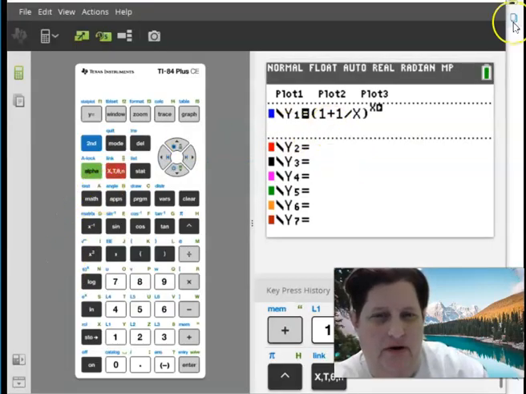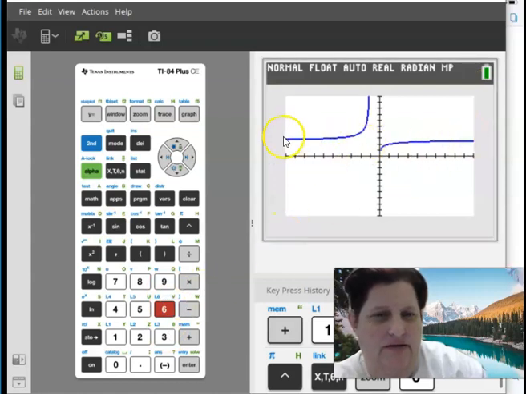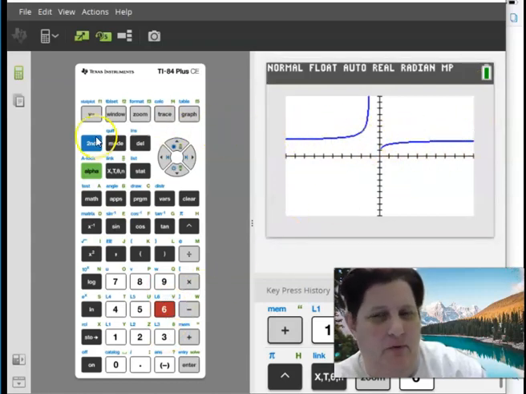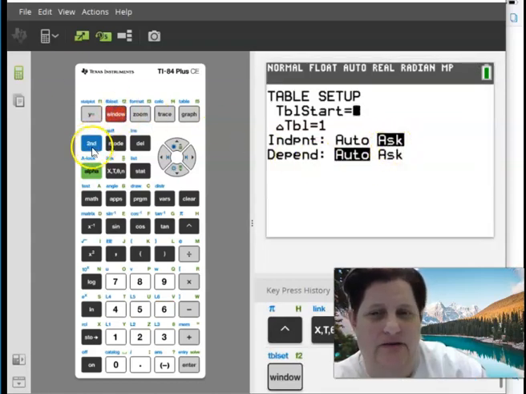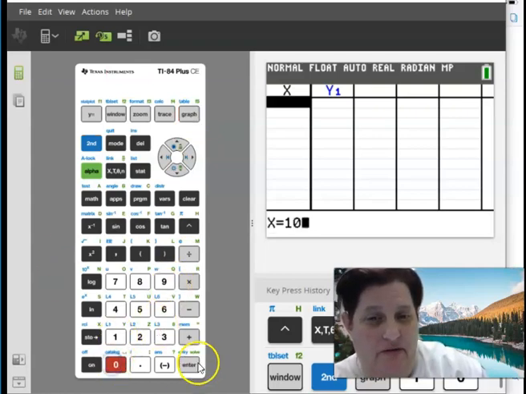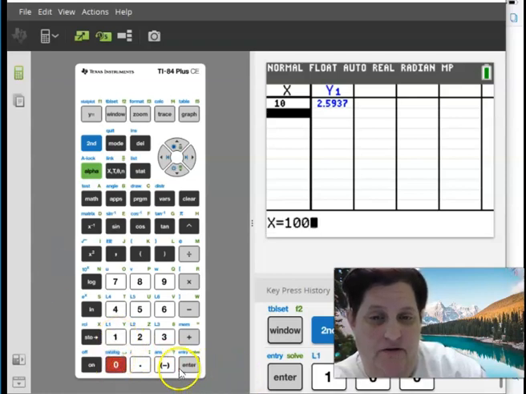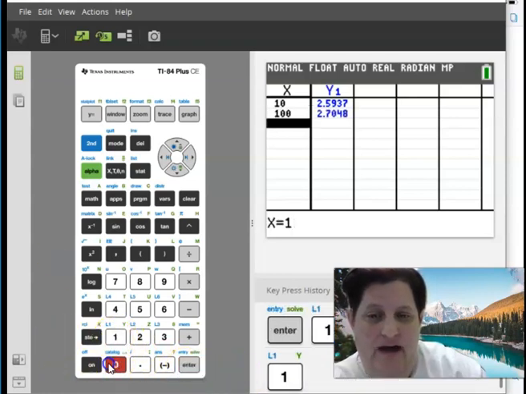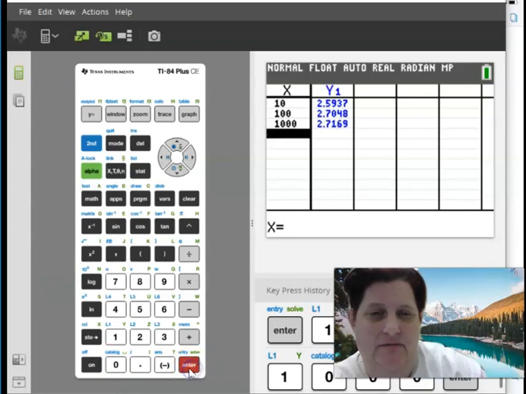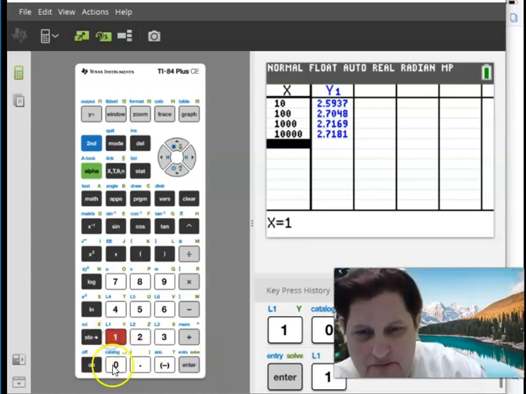One thing I did is I went ahead and put this in my y equals. I can look at the graph, and it looks like it's flattening out at some point, but I'm not really sure, right? If I set up my table on Ask Auto and go into table, now I'm trying to approach infinity. So I'm going to think of big numbers like 10, which isn't that big, then about 100, about 1,000, about 10,000. Does it look like it's approaching something?